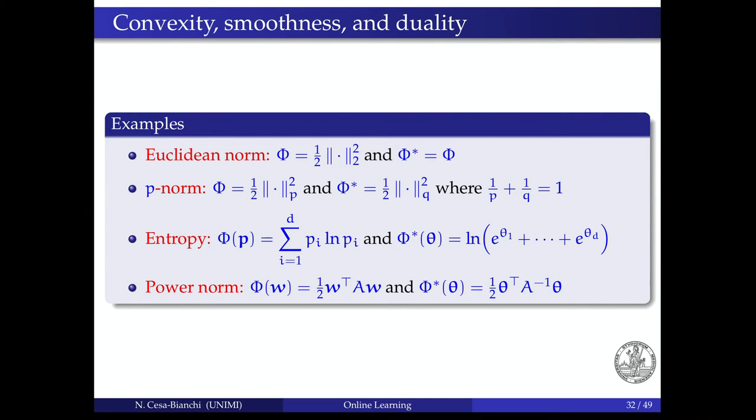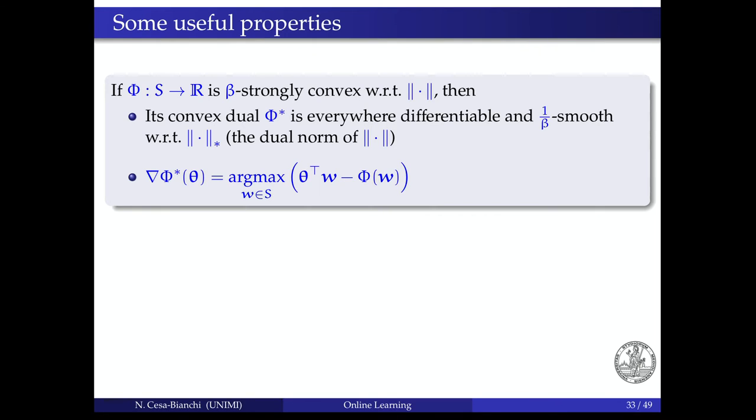How about the power norms? This is also easy. These were positive definite, and so the convex dual of the power norm is the power norm defined by the inverse of the matrix. So you can play with these things and make computations, and it's fine. It's nothing too complicated. So let's see some properties of these strongly convex functions. Amazingly, whenever the function you start with is strongly convex, so not only convex, its convex dual is everywhere differentiable, and it's also 1 over beta smooth, where beta is the strong convexity parameter, with respect to the dual norm of the norm with respect to which the function was originally strongly convex.